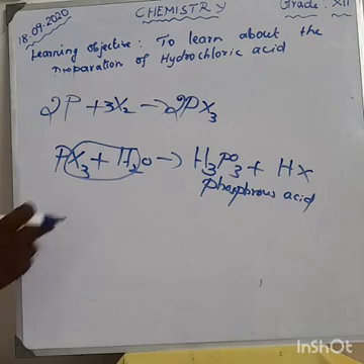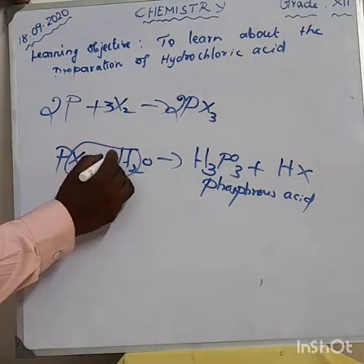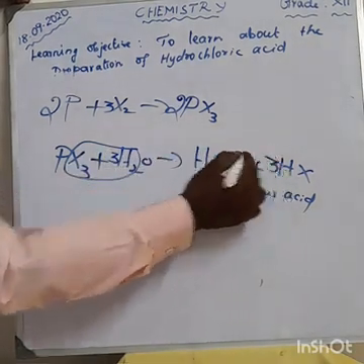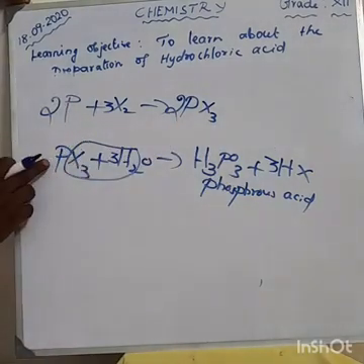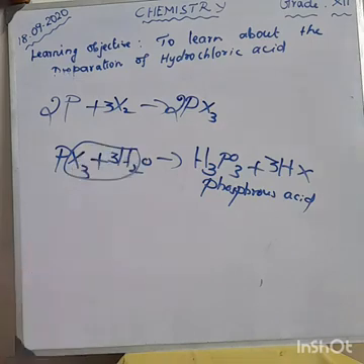Here, balancing: make it 3 hydrogen. So we get 3 hydrogen, 3 plus 3, 6. X is also okay. Then phosphorus P, and oxygen also 3. Now the equation is balanced. Am I right? The next one is from covalent hydride.